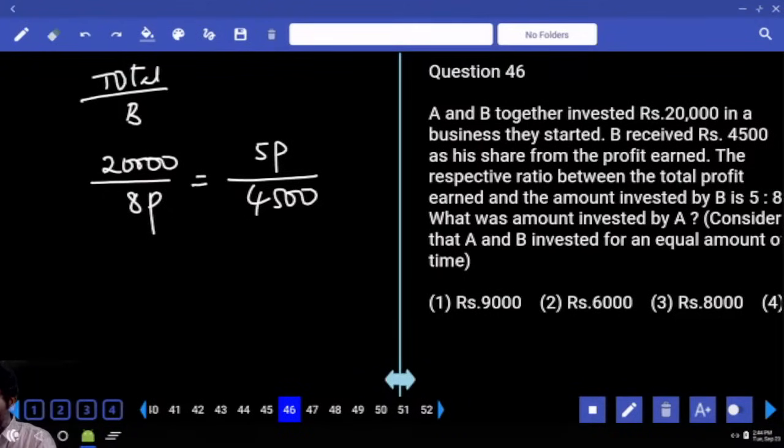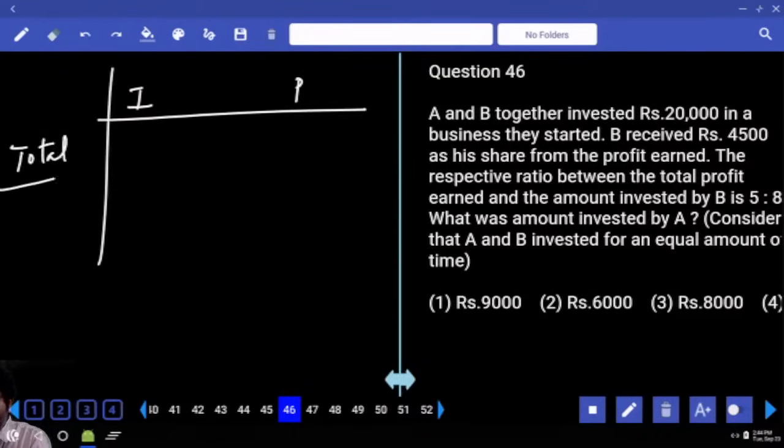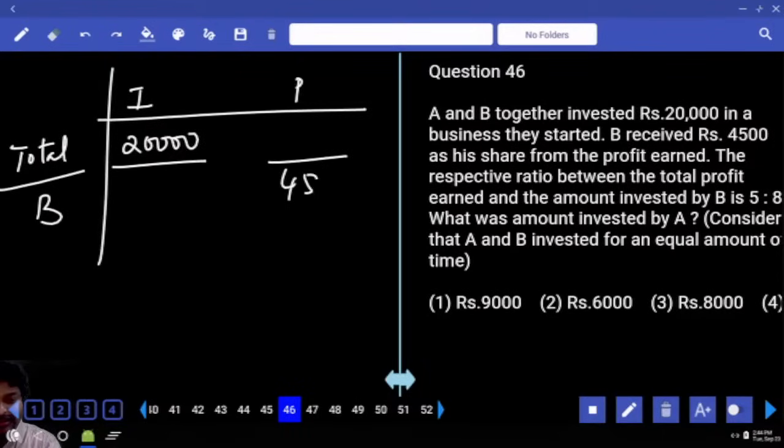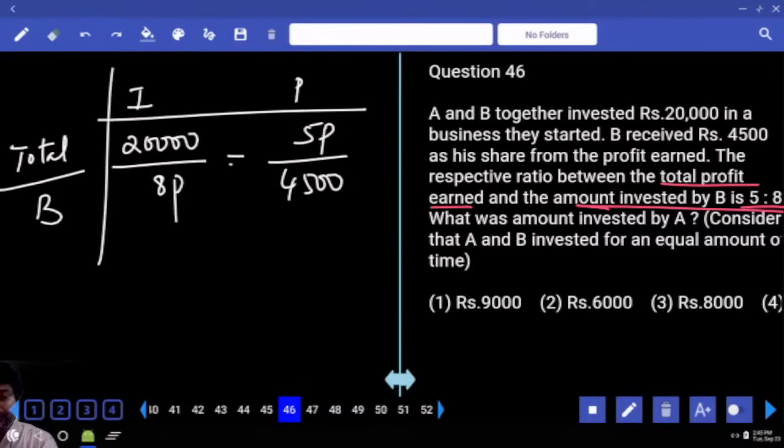Do you understand? First I am talking about investment, then I am talking about profit. First I'll talk about total and then B. Total investment 20,000. Profit received by B 4,500. 5:8 is the ratio between total profit and B's investment. 5 parts. Amount invested by B 8 parts. Both should be same. You got it?